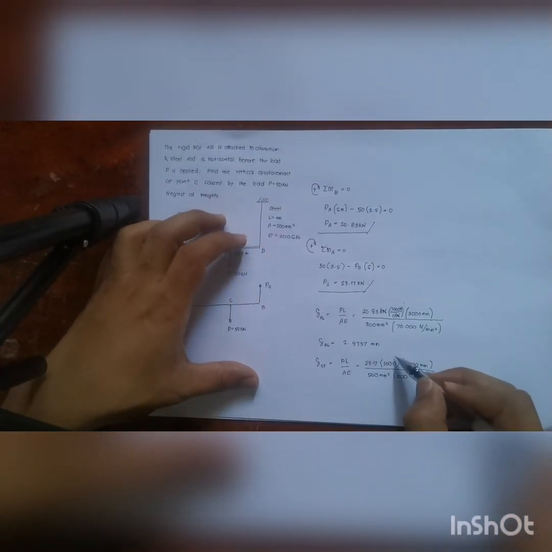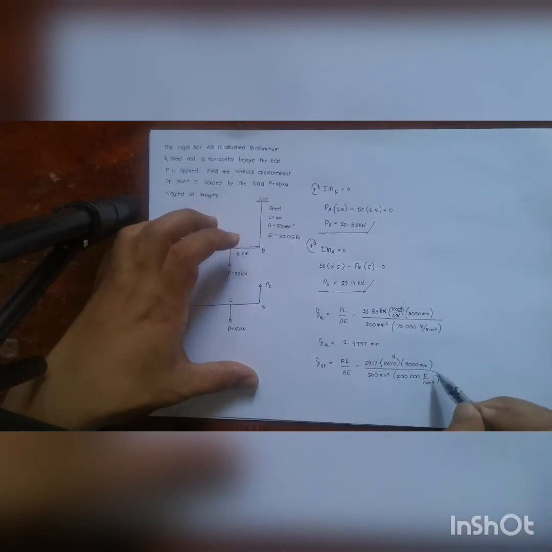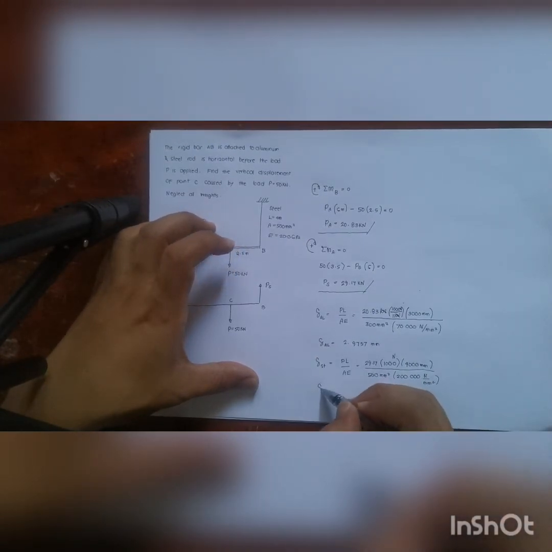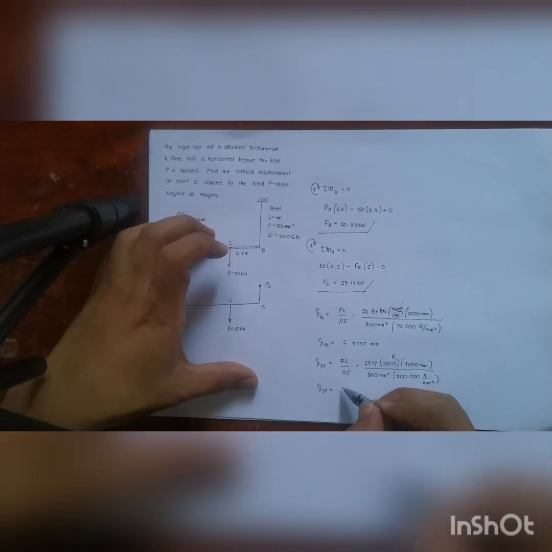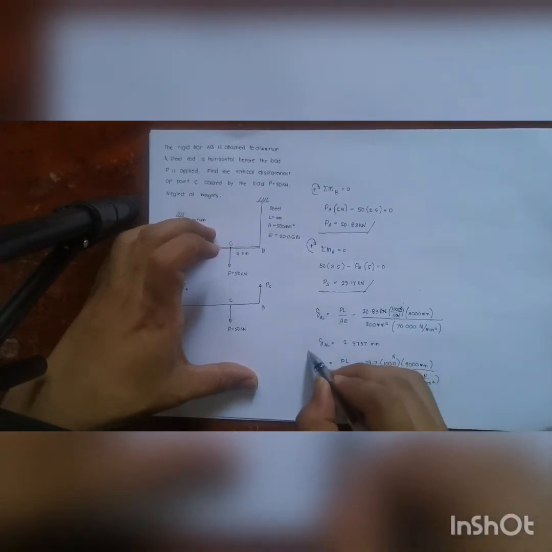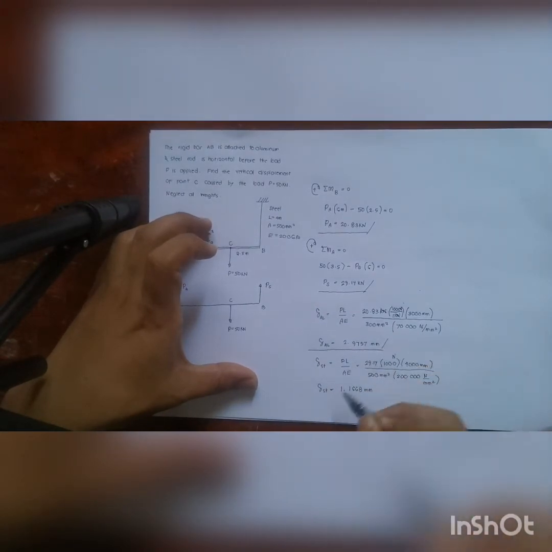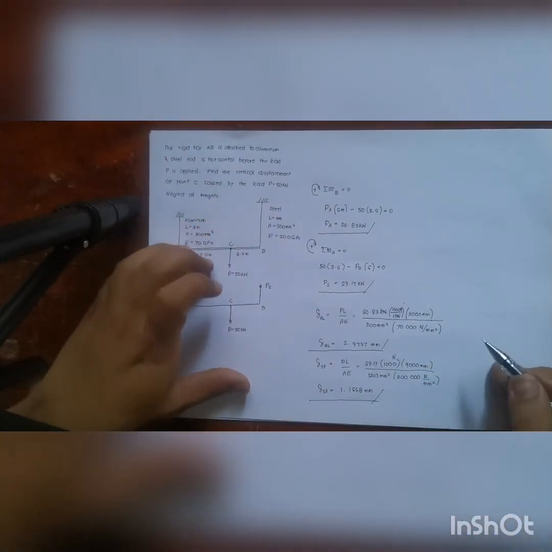So, naka-newtons ito. Kakancel yung newton, kakancel yung mm squared, matitira ay mm. So, the deformation of steel is equivalent to, direct sub lang sa calculator po yan, that is 1.1668 millimeters. Yan, may mga deformations na tayo.